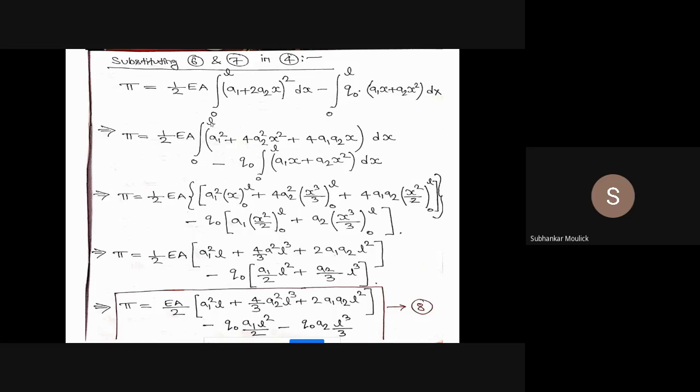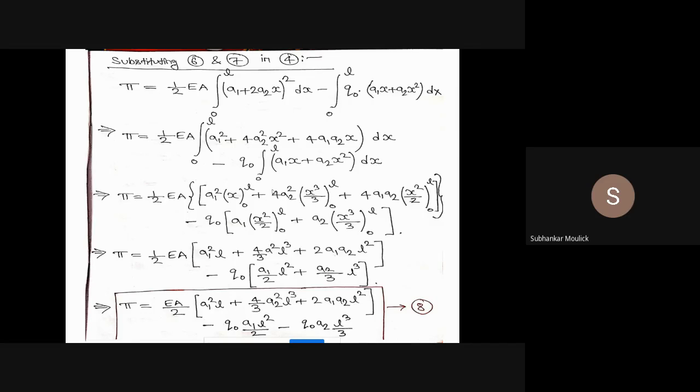So I can write it as A square plus B square plus 2AB into dx minus Q naught, which is a constant quantity. Take it out from the integration. Integral of 0 to L, A1x plus A2x square dx. So in the next step, just evaluate this integral, that is half EA integral 0 to L of a1 square plus 4a2 x square plus 4a1 a2 into x dx. Very easy. Just evaluate this integral.